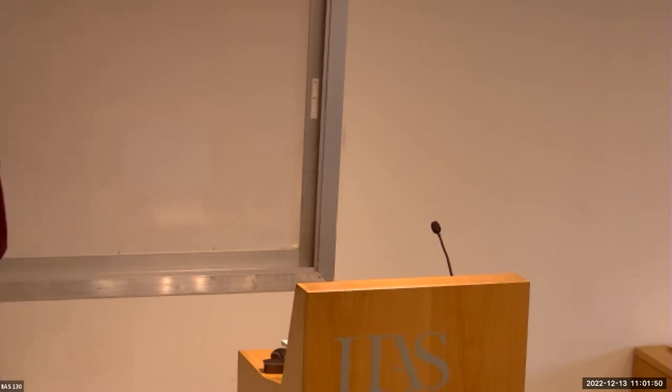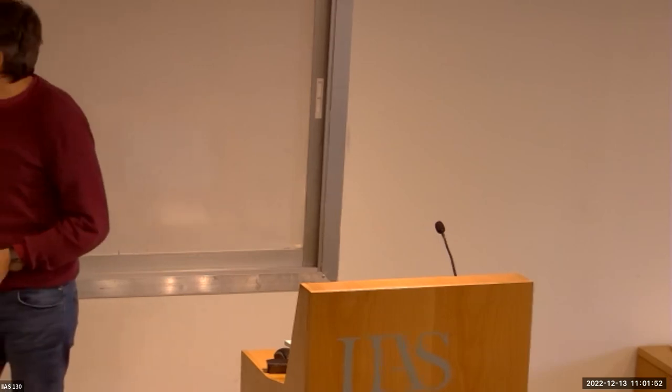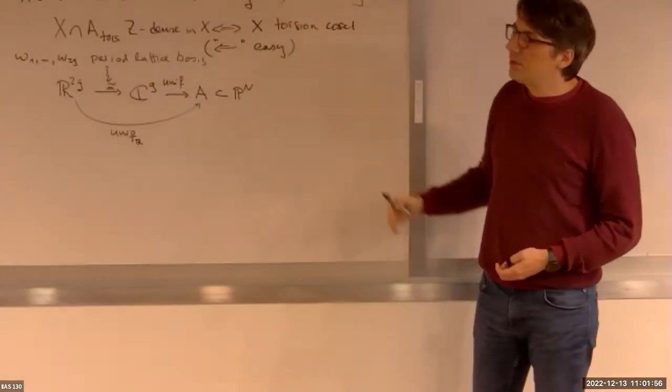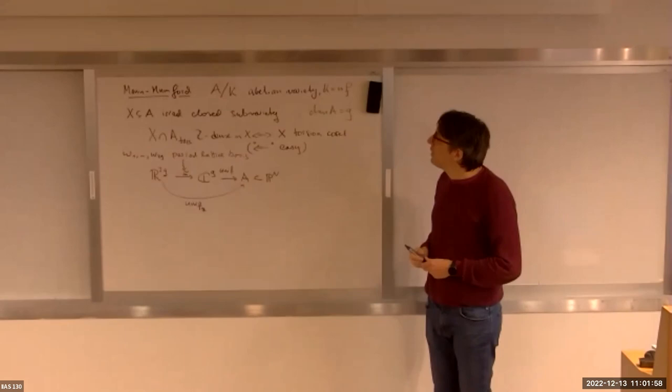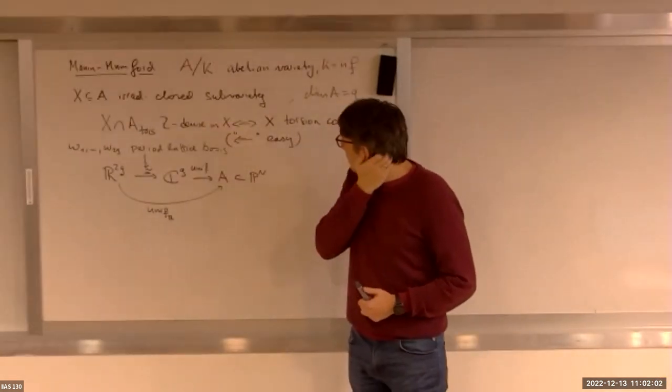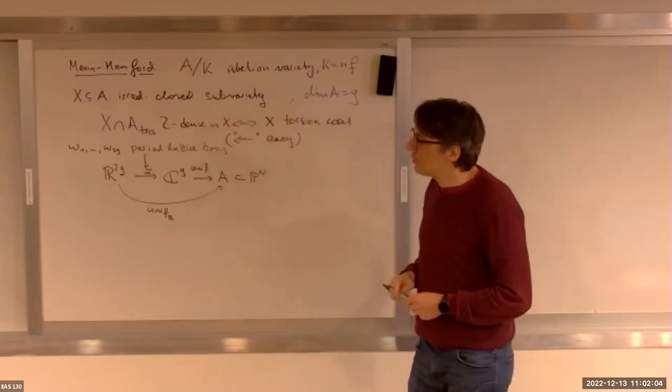And so one direction follows from the general theory. I'll call it easy. A torsion coset just means a translate of an abelian subvariety by a point of finite order, and the general theory will give you this direction. So what we're going to do is show the other direction.